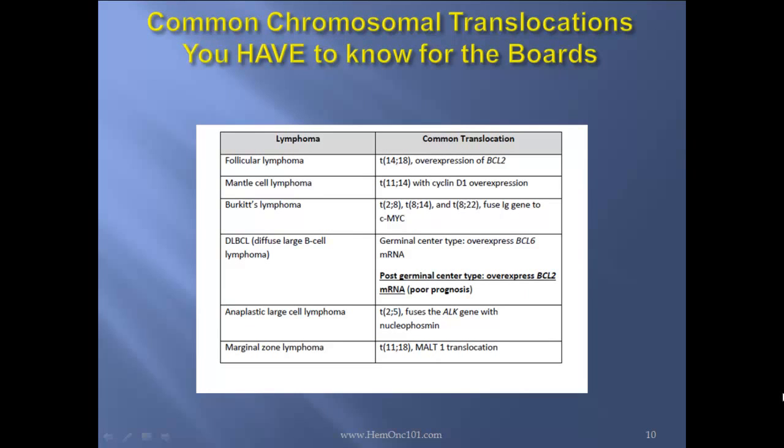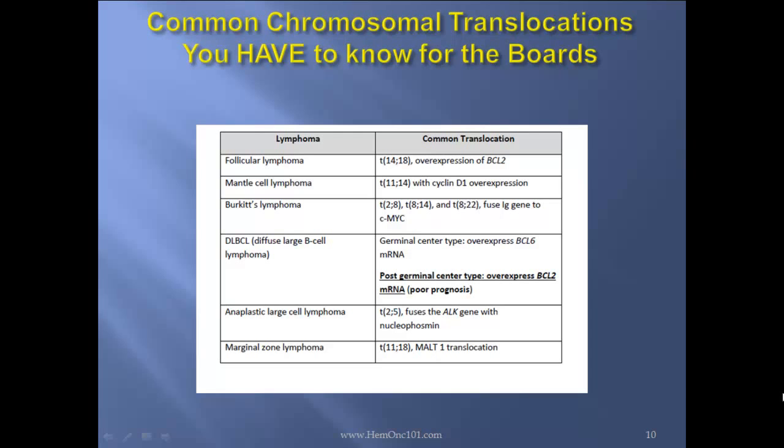Now, chromosomal translocations that you must know for the boards. Follicular lymphoma, translocation 14;18, overexpression of BCL2. Mantle cell lymphoma, translocation 11;14, with cyclin D1 overexpression. Burkitt's lymphoma, 3 major translocations: 2;8, 8;14, 8;22, the fusion of Ig genes to the c-MYC.